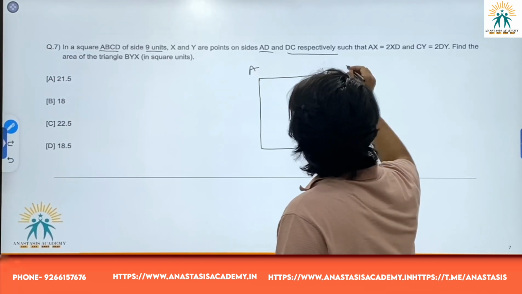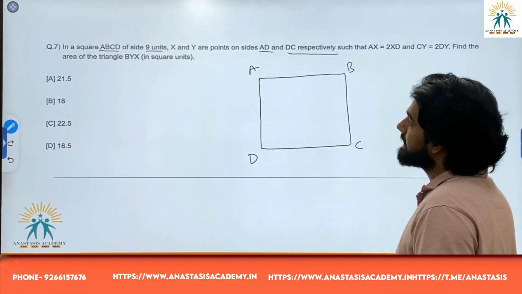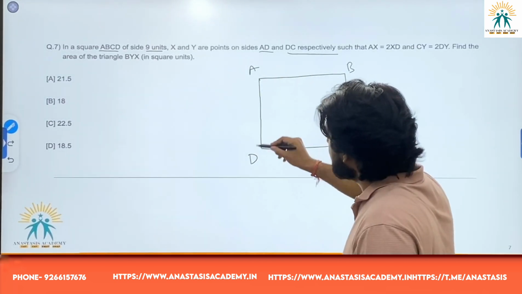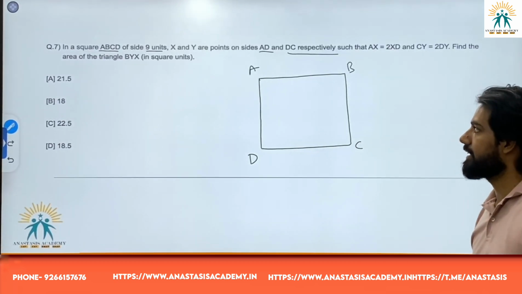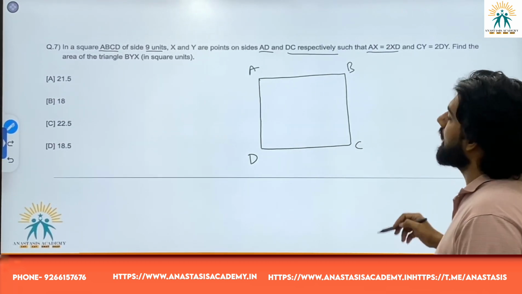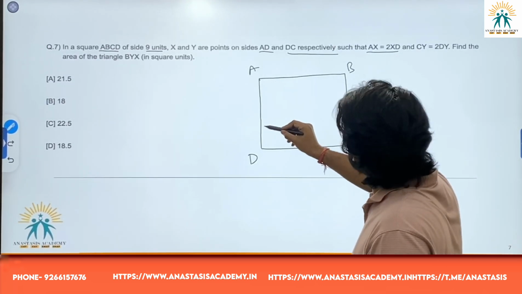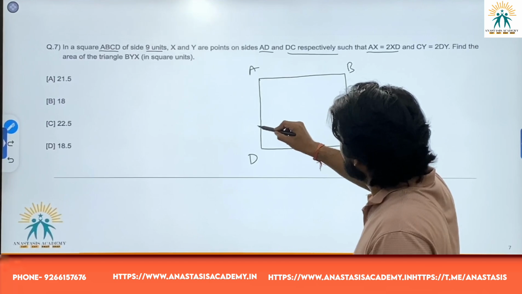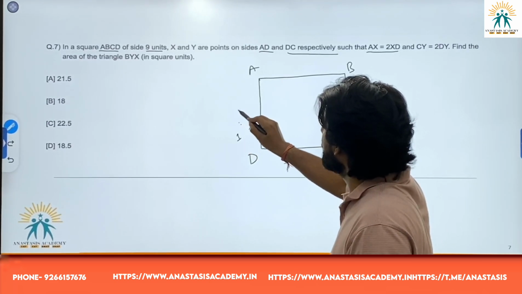A, B, C, and D. X and Y are the points on this side. One point is X, and on this side DC, there is point Y. It is given AX is 2 times of XD. Or I can say this length AX is 2 times of XD. So if this is point X, the ratio of these two lengths is 1:2.